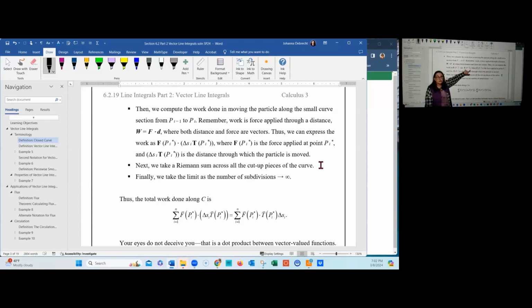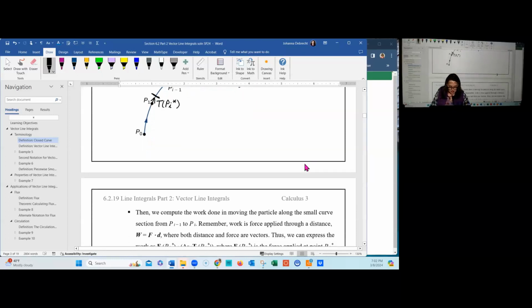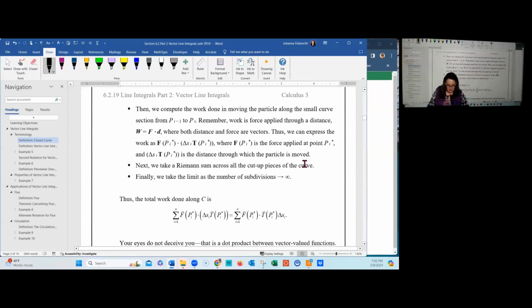And then we need to multiply it by the distance moved. If we look at the previous picture, the distance moved is this small little section that you see here. That small little section is basically the change in the arc length multiplied in the direction of the tangent vector. This means that we can compute the distance as delta S sub I, the change in the arc length, multiplied by the tangent vector at P sub I star. It's that length that was nearly linear.